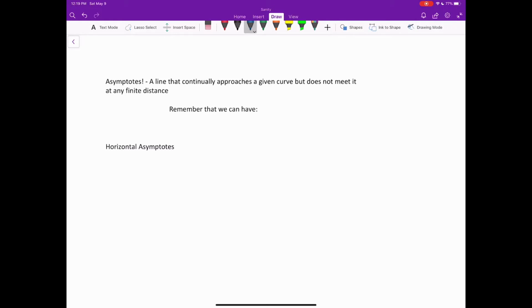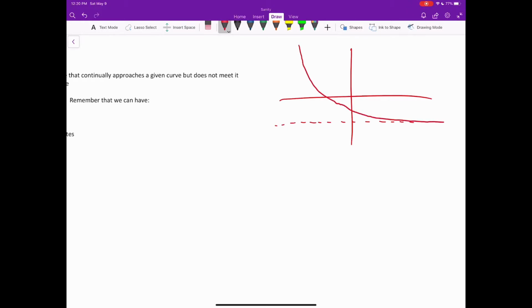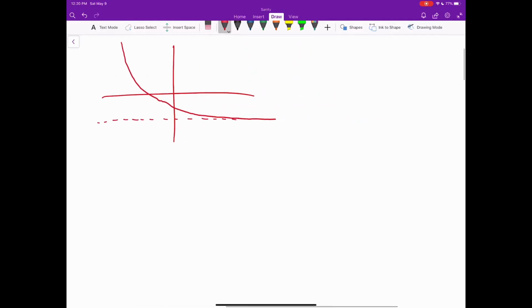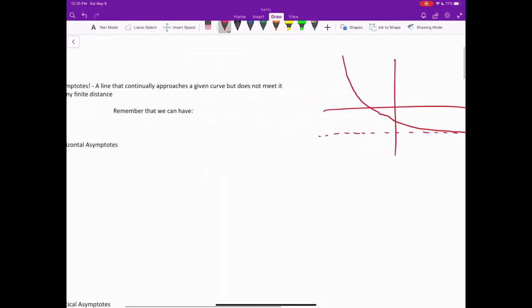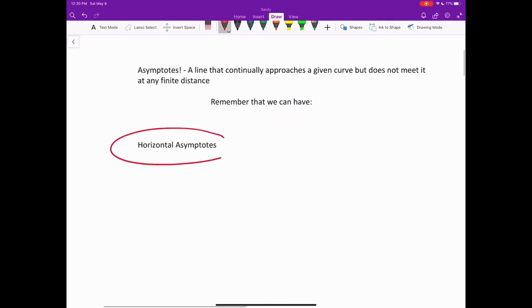Again, an asymptote is a line that continually approaches a given curve but does not meet it at any finite distance, all right? So maybe you have this asymptote here, and you've got an exponential decay, and it starts getting really close, and it's just going to settle out and keep going forever and ever. It's never going to cross that asymptote, but it's going to keep getting closer and closer, all right? We've talked about this a while, but I just want to make sure we know what that fancy word is, asymptotes. You can have horizontal asymptotes.